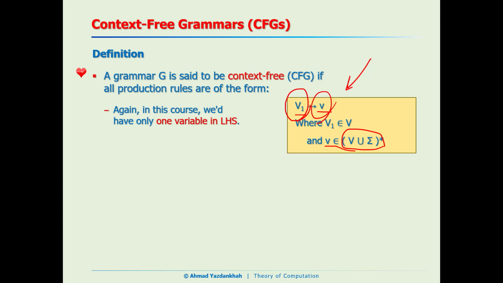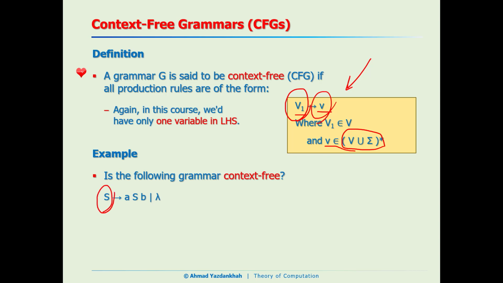Okay, let me take an example. Is this context-free? Of course it is. On the left-hand side, we just have one variable, and on the right side, we can have anything. Yes, it is. All right. Now let me ask a very interesting question here. Is a regular grammar a context-free grammar? You may pause the video and try to answer this question.